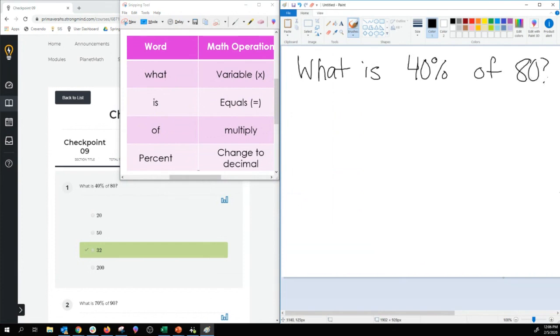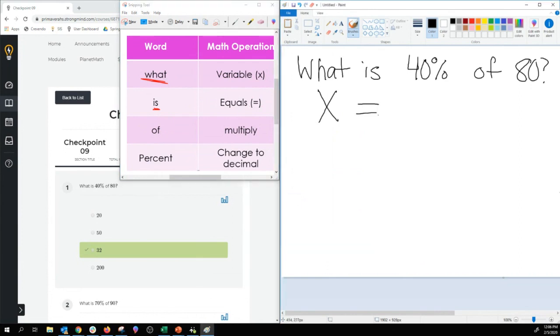Okay, so when I look at this table here, whenever it says what, what am I supposed to put? So wherever in my word problem it says what, what do I put in place of what? When I look at this table, whenever I see the word what, I put an X. So where this what is, I'm going to put an X. What about where it says is?